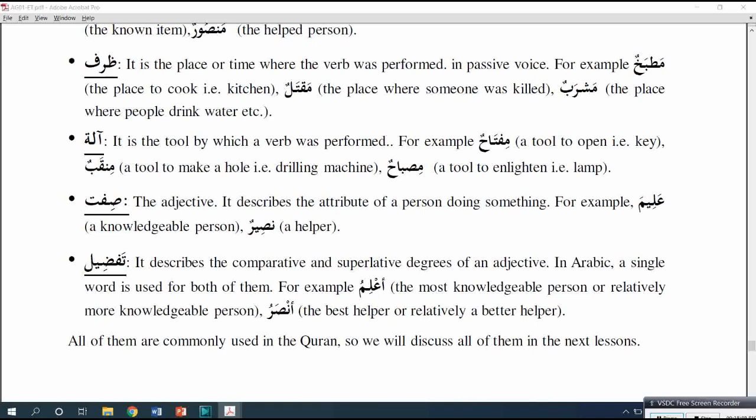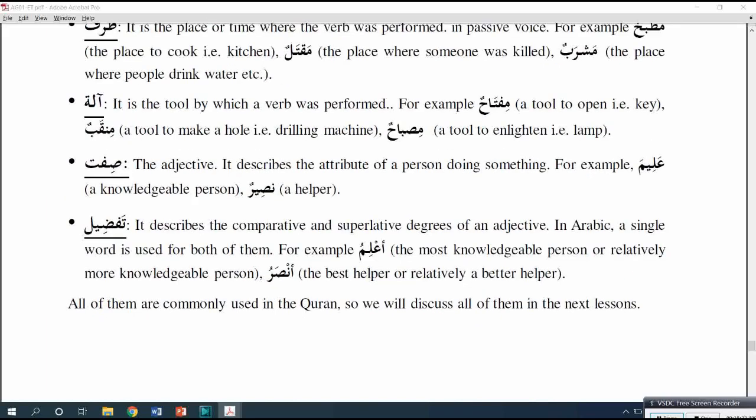All of them are commonly used in the Quran. All these words I have given, especially selected from the Quran, so that you memorize the meaning of these words. Now, a lot of commonly used words in the Quran will give you help.